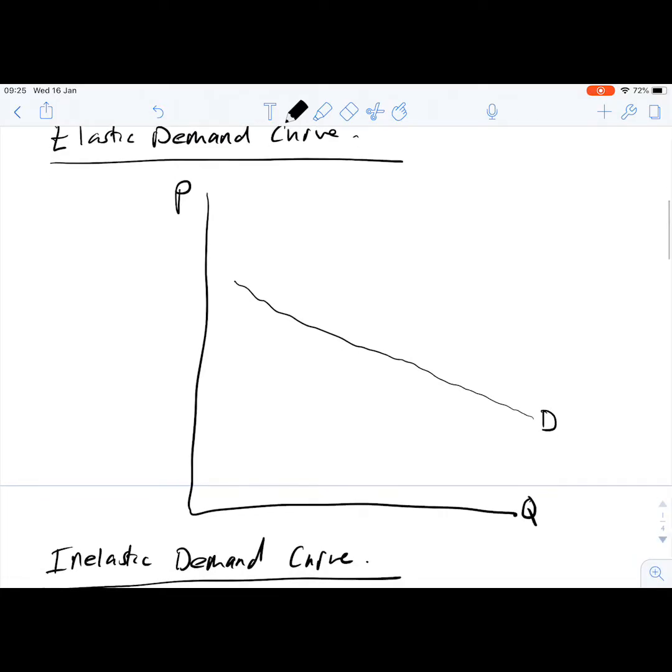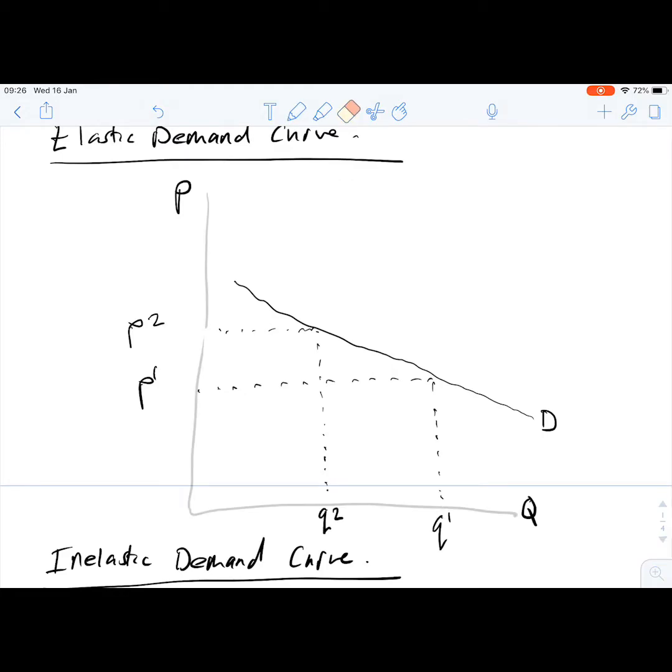Okay, now let's have a look at why this is elastic. So let's put in P1, hit the demand curve, go down to Q1. Now let's say the price increases from P1 to P2. Let's go along, hit the demand curve, go down, and we now have quantity 2. Now have a look at the difference between the change in price and the change in quantity.